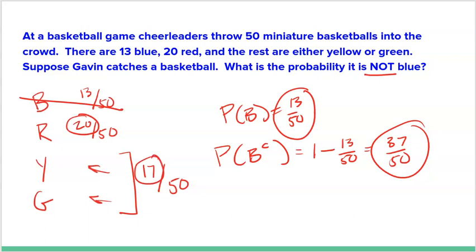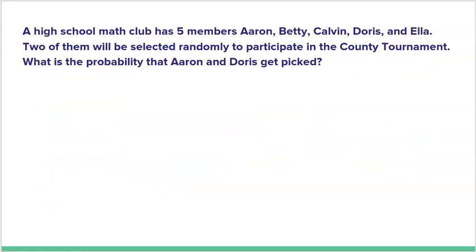However you get it, you get it. 37 not blue. All right, another question here. A high school math club has 5 members, Aaron, Betty, Calvin, Doris, and Ella. 2 of them will be selected randomly to participate in the county tournament. What is the probability that Aaron and Doris get picked? Man, what's the probability Aaron and Doris get picked?